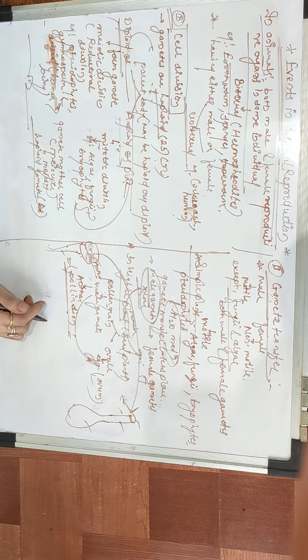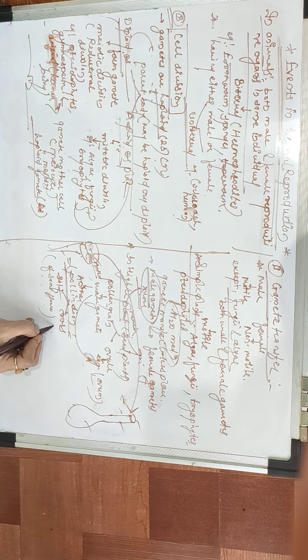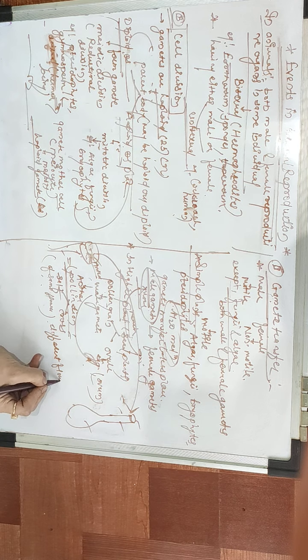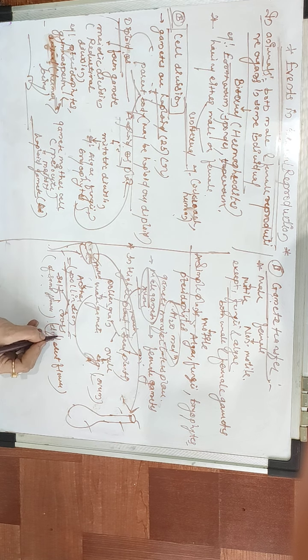Okay. Now, pollination is of two types: self and cross pollination. Transfer of pollen grain from the anther to the stigma of the same flower is called self pollination. Here the transfer of pollen grain from the anther to the stigma of a different flower is called cross pollination.